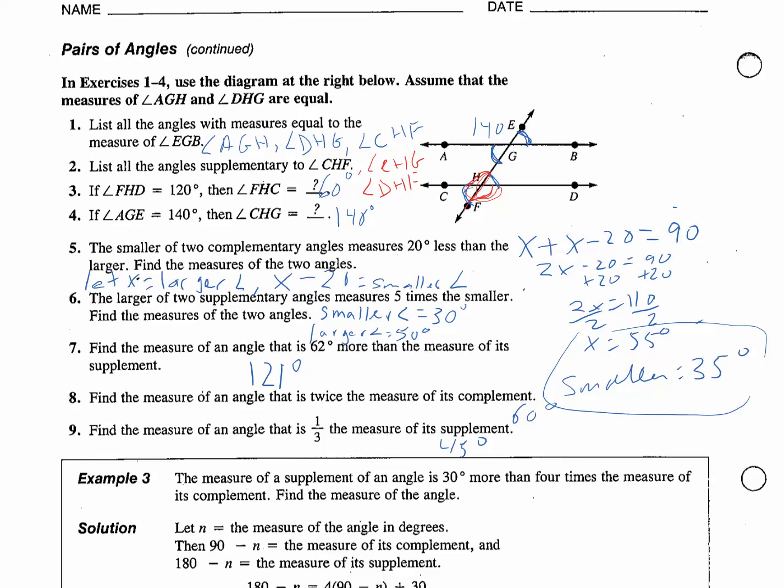Okay, so here are the answers for number 6. We got the smaller angle 30 degrees, larger angle 50 degrees. 7, the angle would be 121 degrees. For number 8, that is the measure of an angle that is twice the measure of its complement. So that angle would be 60 degrees. And find the measure of an angle that is a third the measure of its supplement. That angle would be 45 degrees.